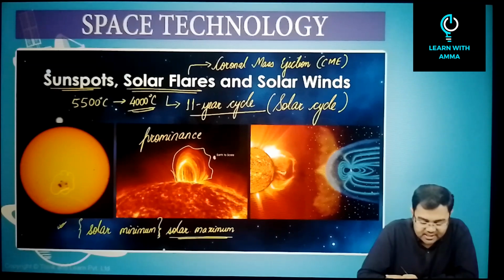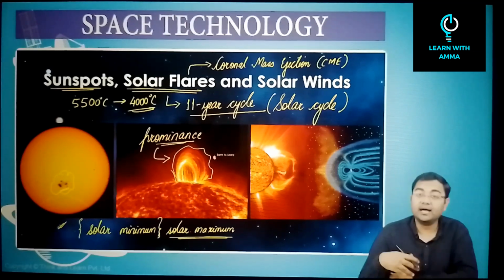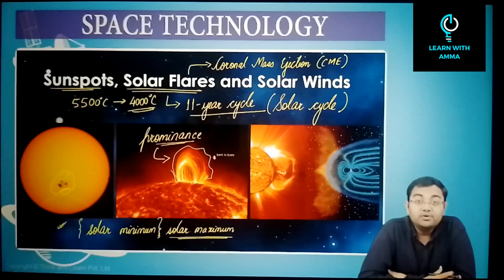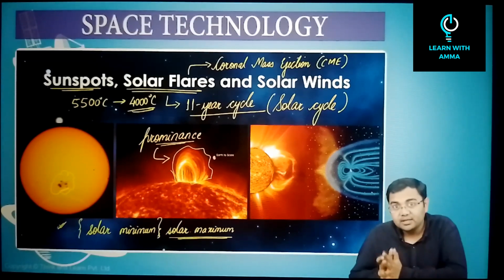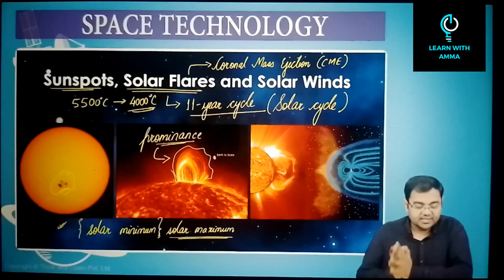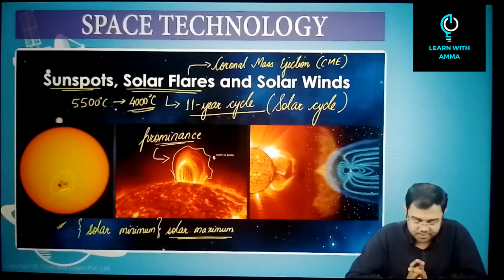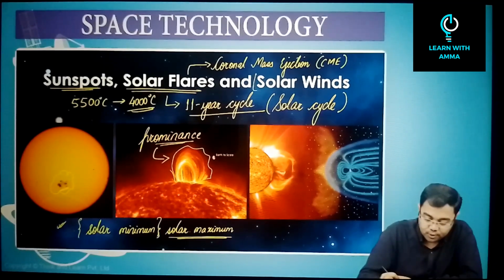That's it. So prominence is another concept which is associated with solar flares, where this kind of a thing happens on the surface of the sun. We don't know exactly why prominence happens, but it has been seen that whenever sunspots are present, whenever solar flares are formed, at the same time prominence can also be observed. Then lastly you have solar winds.